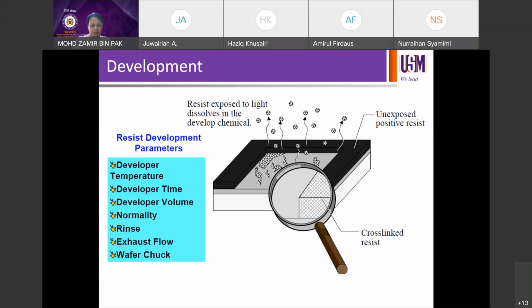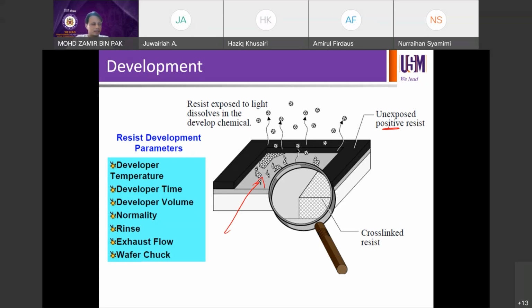If you look at the description, an exposed positive resist on the side. Jawapan pun ada, positif lah kan. So unexposed on the side, that's why it remains, and then exposed in the center. Okay, resist exposed to light dissolves in the developer chemical, so it's positive, right?